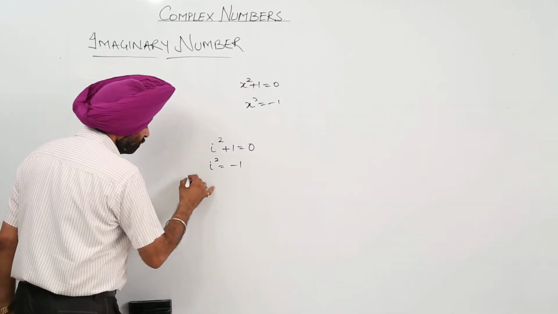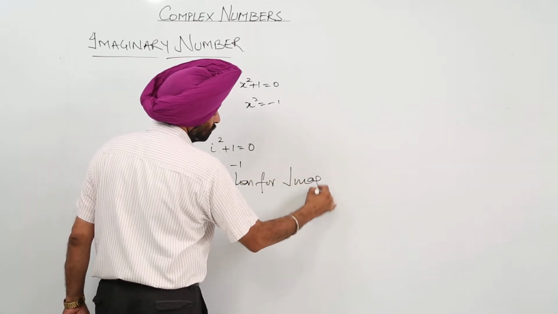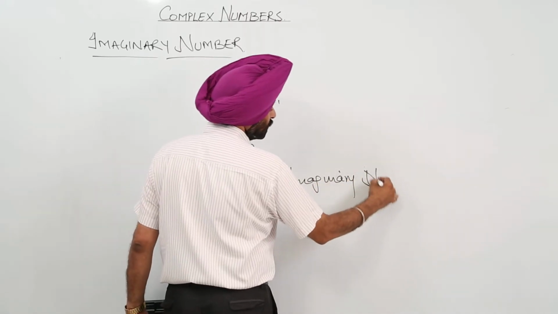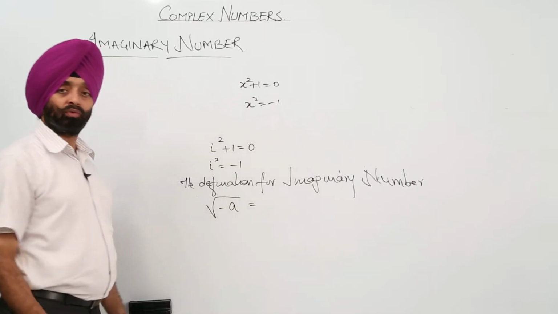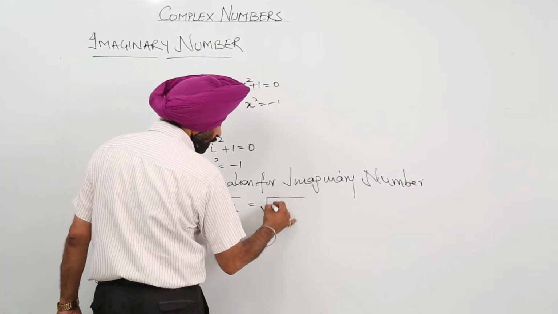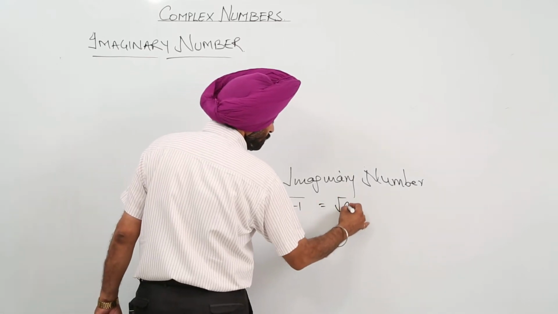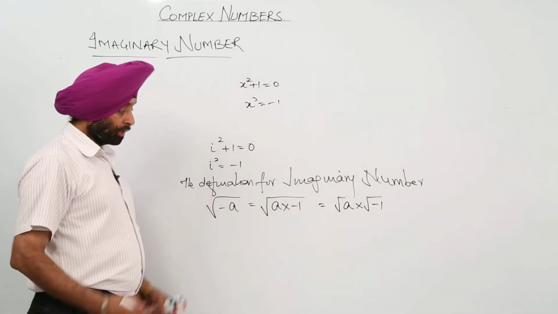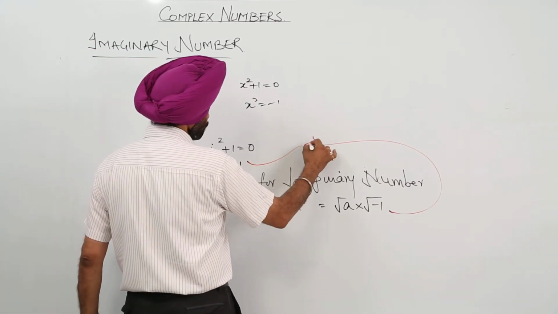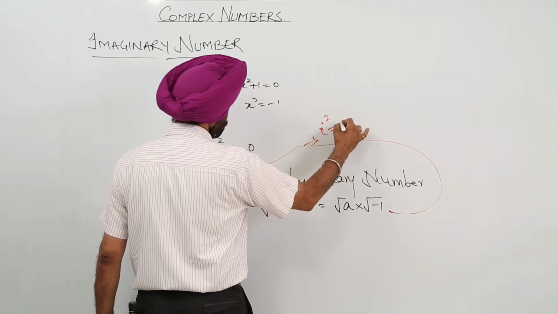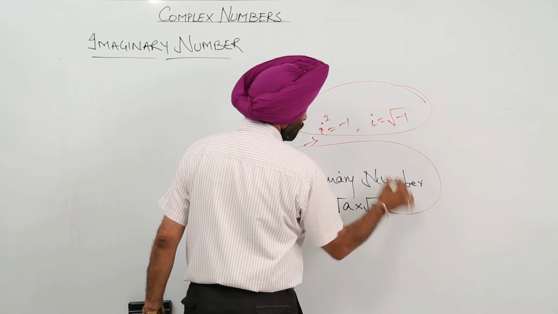Now, the definition for this imaginary number: it was given that if we have the square root of negative a, then we can write this as the square root of a times negative of 1, and the same thing as the square root of a times the square root of negative 1. And for this part, where are we getting it from? From here: we can write i square is equal to negative of 1, then i is equal to the square root of negative 1. Is it okay?